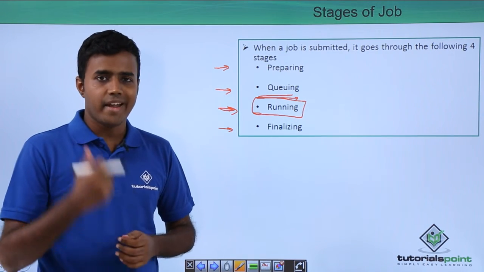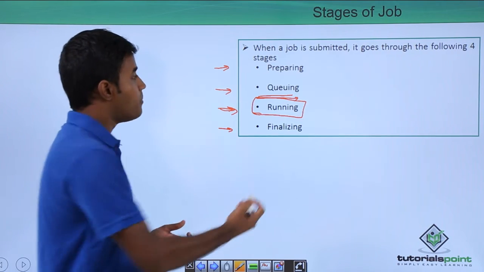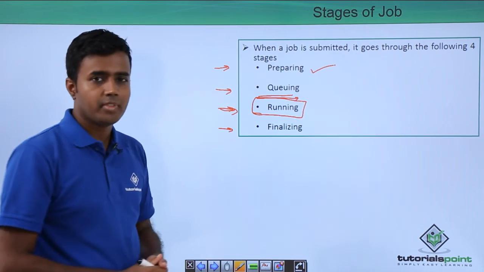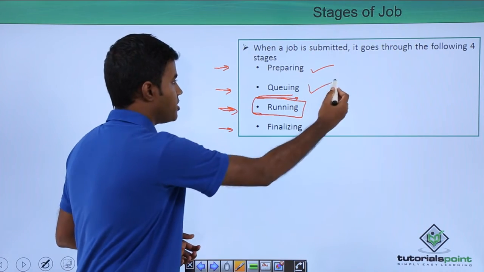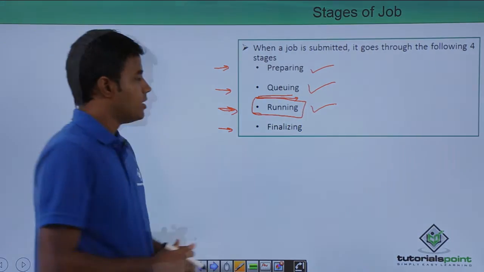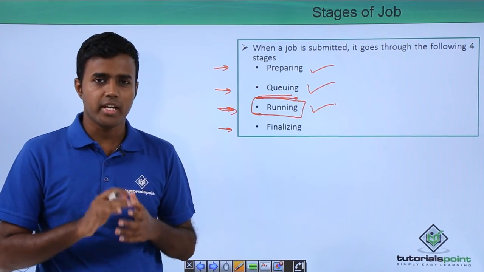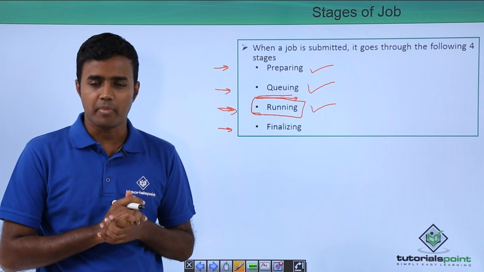So you can get errors in any of the different stages. For example, you can get compile errors in the preparing stage, or timeout errors in the queuing stage, or execution errors in the running stage. So in the next video, we will look at what really happens when you submit a job.